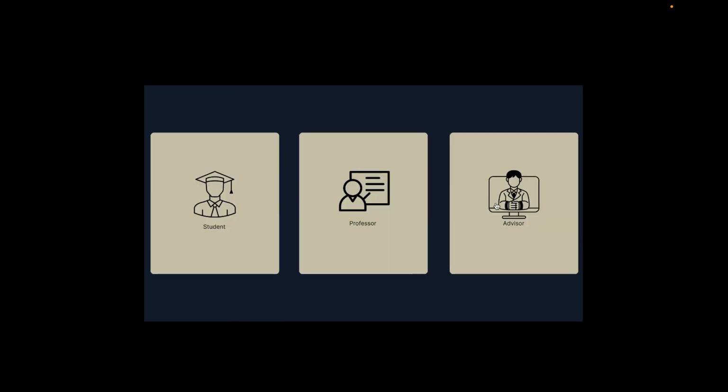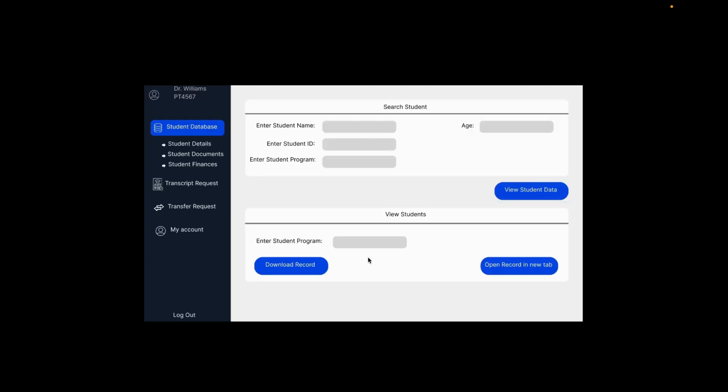Now when we log out and when we go to the advisor, it is a similar interface again, and we click submit. So here the student advisor will have direct access to the student database. She can search students by their name, ID, program, or age, and she can view their data. She can also search students by their program and see which students are enrolled in which program, or how many students are enrolled in a particular program.